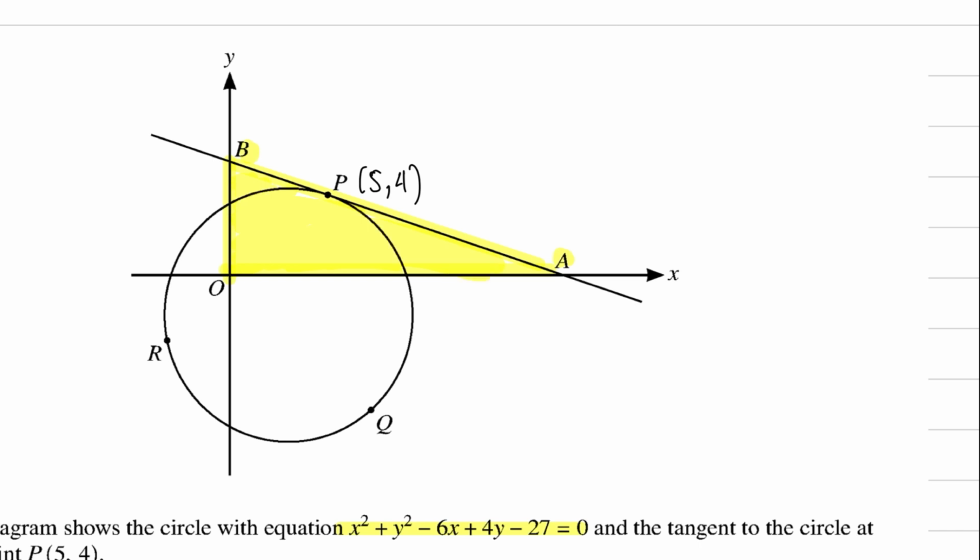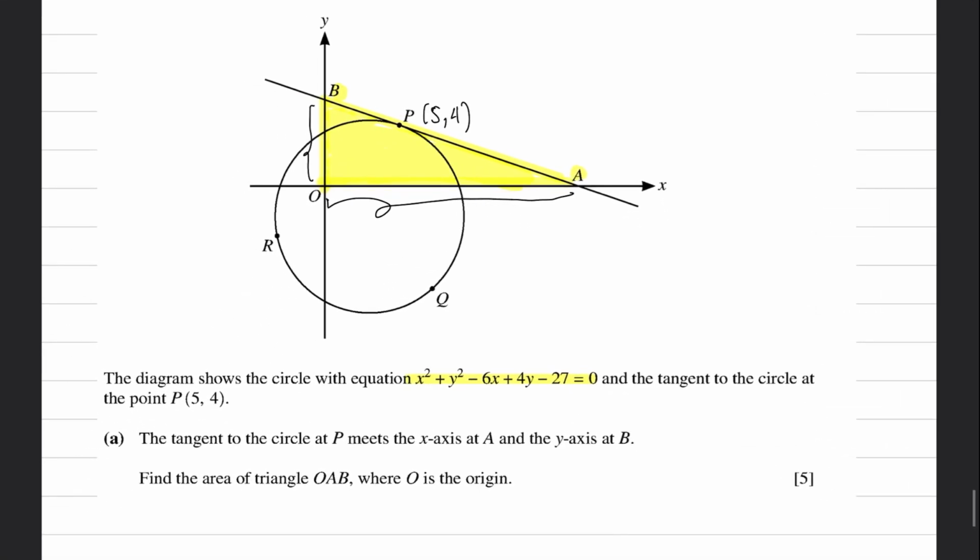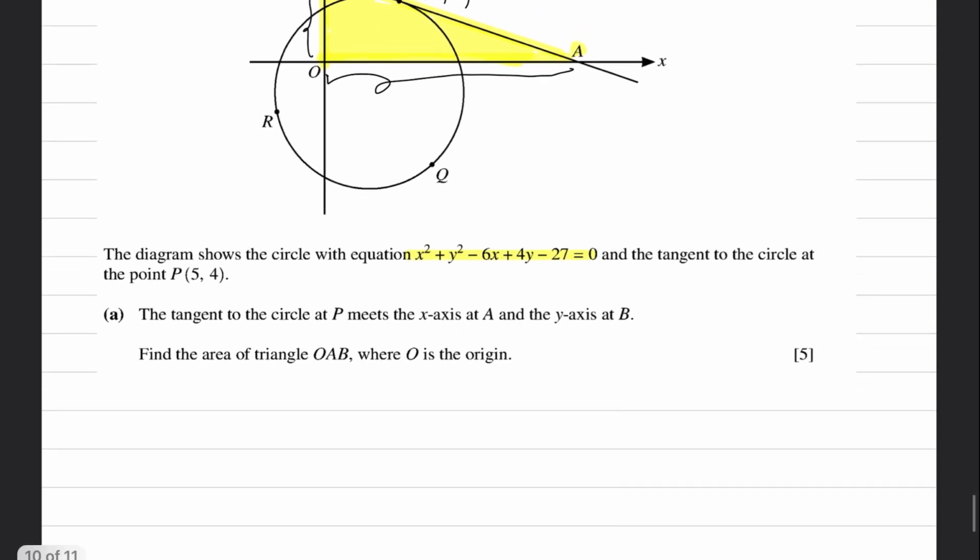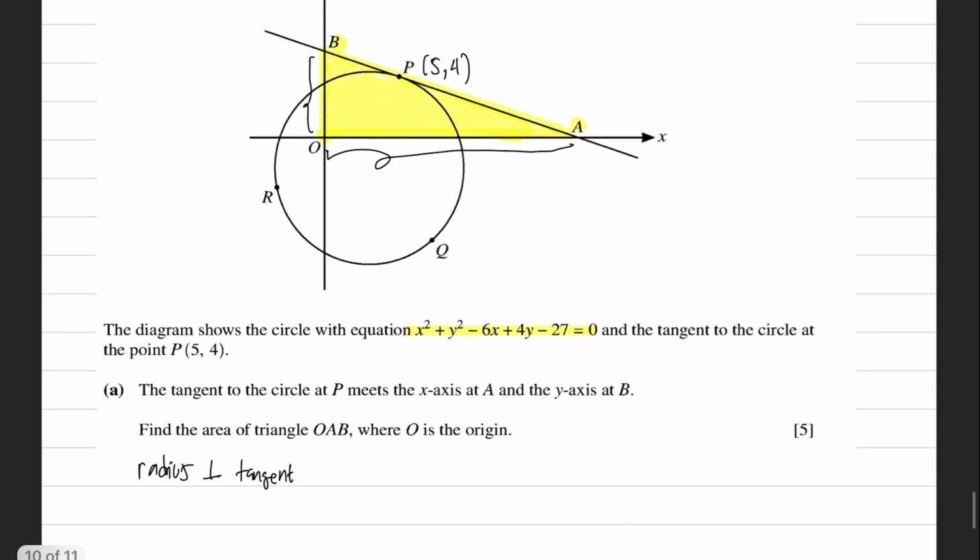So, how to find the area of the triangle? We need to find the base, which is the A value, and the height, which is the B value. So, we need to find A and B. But if you want to find B and A, you need to know the equation of the tangent line, which we can find by using the concept, once again, radius is always perpendicular to the tangent. But what is the radius here? We don't know the center, right? This is the center. So we need to find the center first.